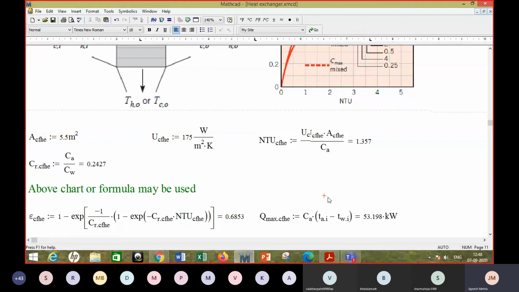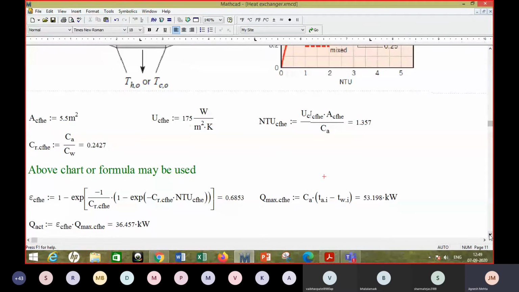Okay. If your heat exchanger is the most ideal, you can get 53.198 kilowatt. But this given actual heat exchanger can give you only 0.6853 part of this. So that will be the actual heat transfer rate. So actual heat transfer rate is 36.457 kilowatt. In the given heat exchanger, you can have only this much heat transfer rate for the given process inlet temperatures and mass flow rates.